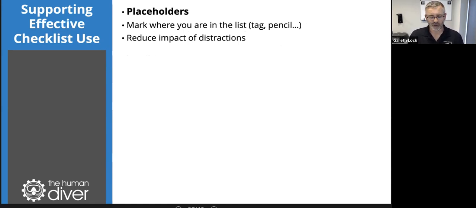Placeholders. If you're going to have a written checklist or something that is there in front of you, you can mark it off with a tag, put a pencil mark or a pen or China graph or whatever it is, mark the step so that you know where you are. Because when you get distracted, and you will get distracted, it tells you where you are. Now, that again requires mental energy to put that process in place.